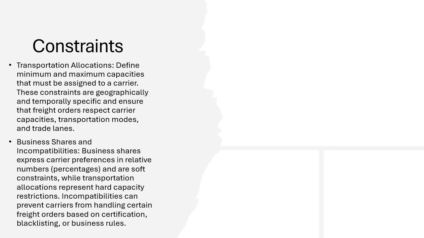And next is constraints. The constraints involved in carrier selection also include transportation allocation, business shares, and incompatibilities. Allocation enforces capacity limits for specific areas, while business share ensures the distribution of freight orders across carriers. And incompatibilities also arise from factors like hazardous goods, restrictions, or customer preference.